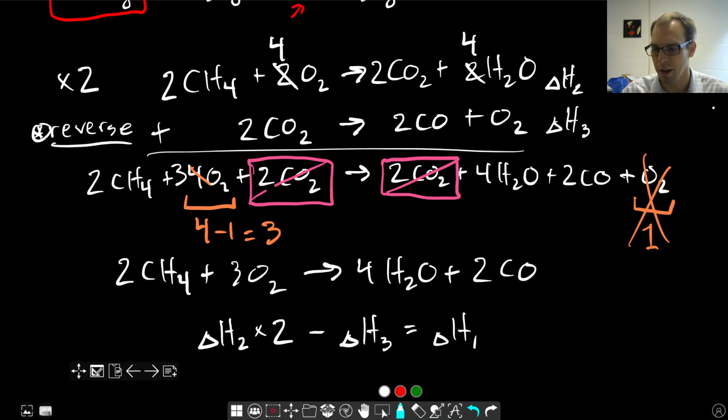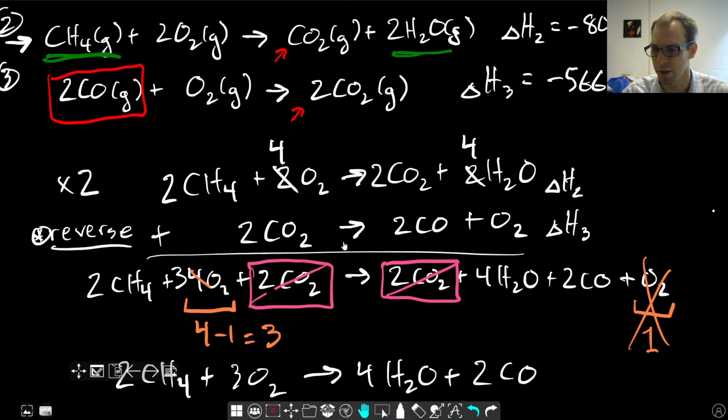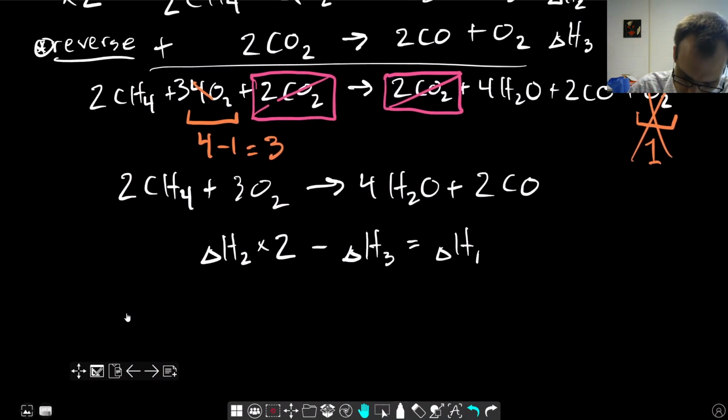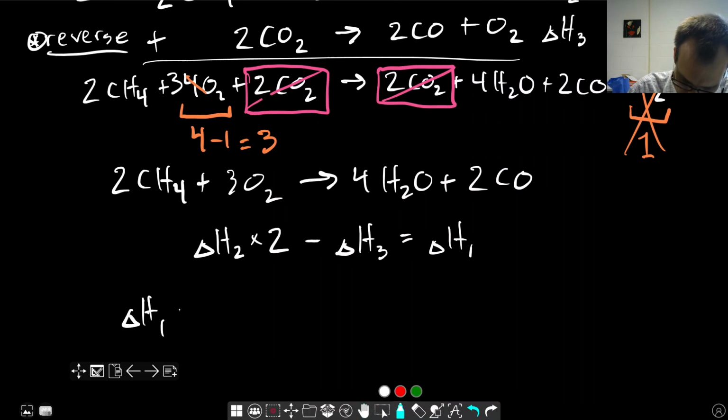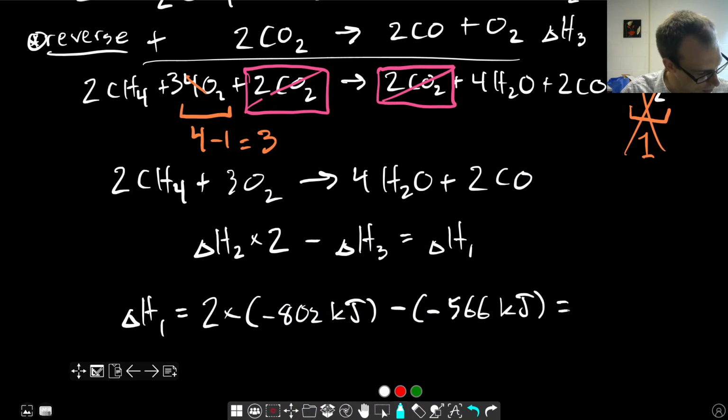So now we can go back up and grab the values for delta H2 and 3, negative 802 kilojoules for delta H2, negative 566 for delta H3. We can go ahead and plug those into this equation that we have down here. So delta H1 is equal to 2 times delta H2, which was negative 802 kilojoules, and minus negative, so this is going to end up being positive, 566 kilojoules. If we go ahead and do that math, we get delta H1 is equal to negative 1038 kilojoules.